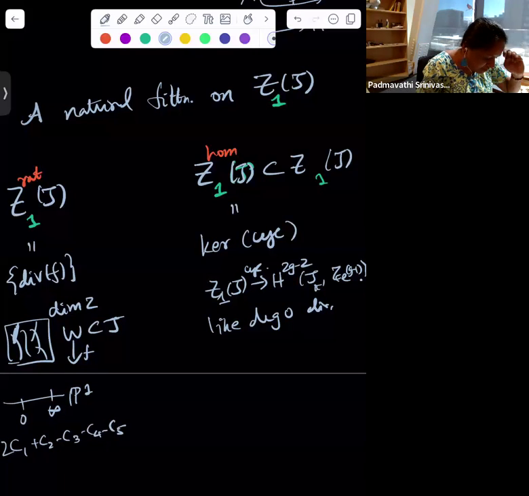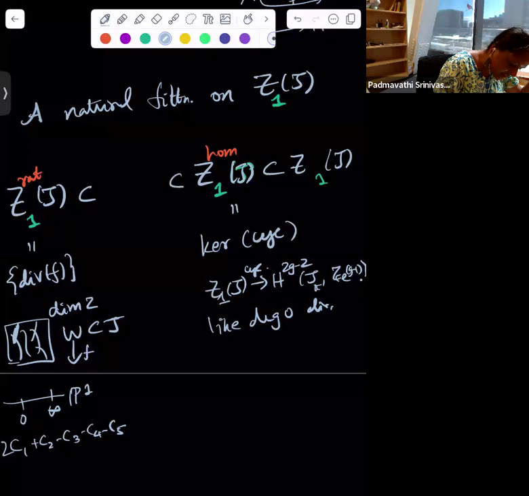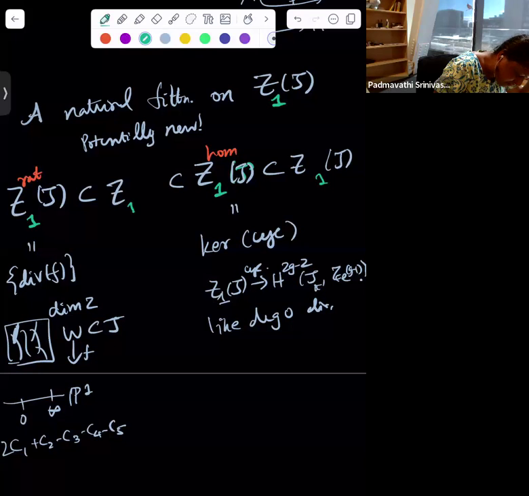And in higher dimensions, you have room to squeeze in another subgroup between homologically trivial cycles and rationally trivial cycles, and those are the so-called algebraically trivial cycles. So here's something potentially new. It's not clear straight away from the definition, but it took a bit of work to show that in higher dimensions, you sometimes do get a genuinely new subgroup in between these two.